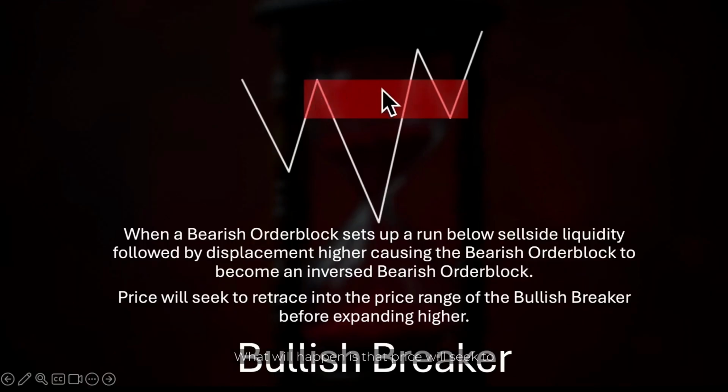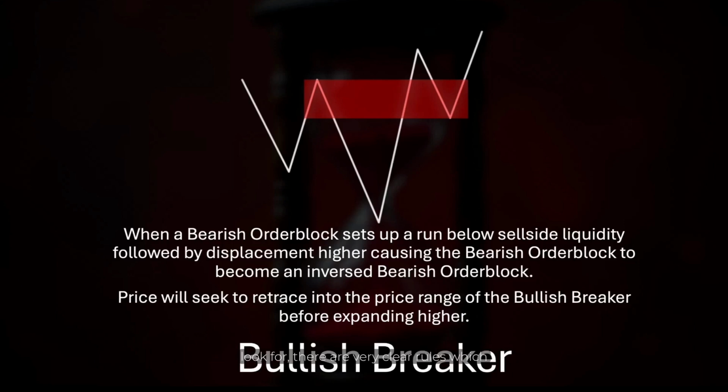What will happen is that price will seek to retrace into the price range of the bullish breaker before expanding higher. And this is the entry opportunity which I will show to you throughout this model series, because once you start understanding when and where this setup presents itself, it's going to unlock a completely new perspective on all financial markets. Because this right here is, in my opinion, the most straightforward trading setup which you can look for.